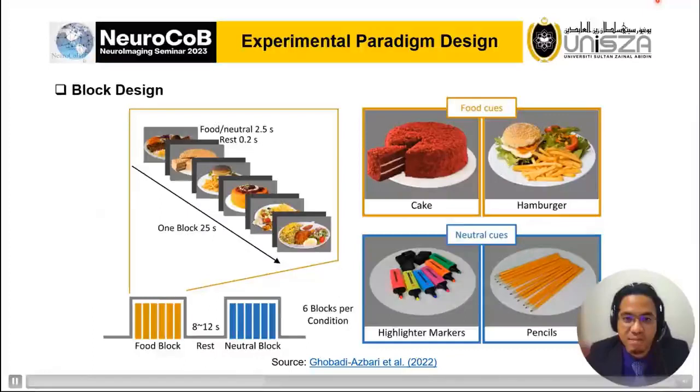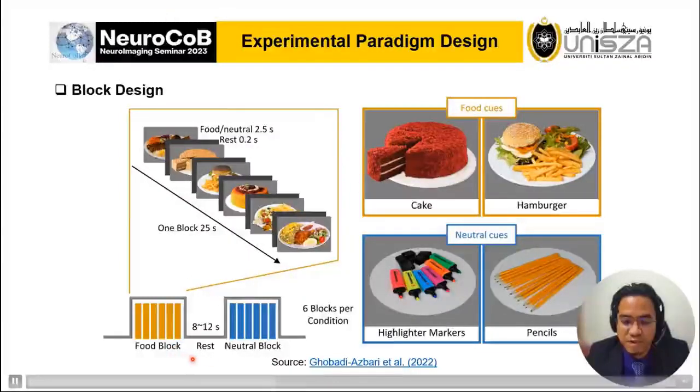Here is another example of a study using block design, where the researchers were interested to see how the brain responds to food images as compared to non-food images. So what they did was that they showed several food images to the participants in the food block or condition A. So in this block here, the researchers show images of food, for example, cake or hamburger, to the participants.